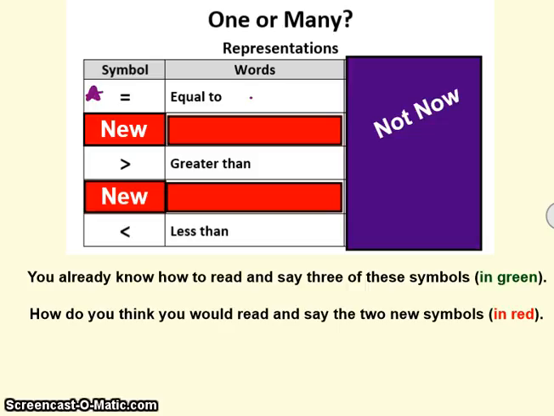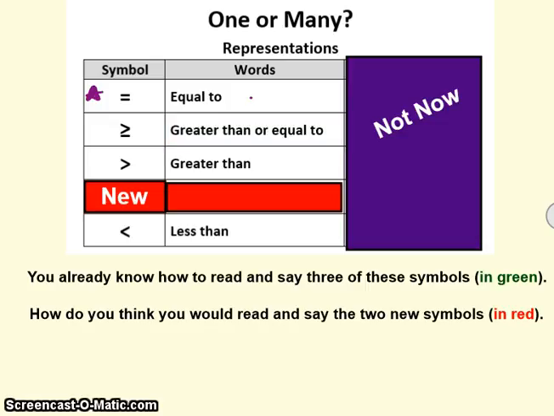But there are some new ones. So this new one right here is going to be greater than or equal to. That line underneath it just means that it's going to be also equal to that number. Then our other one that we don't know yet is going to be our less than or equal to. So it's kind of like a half equal sign.